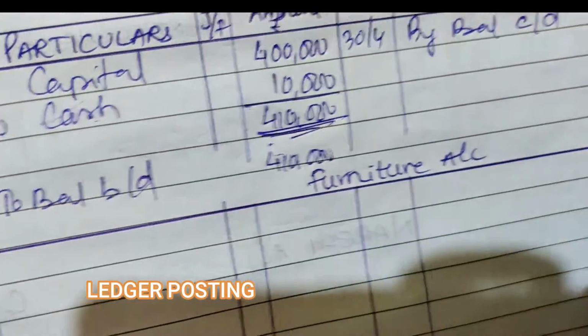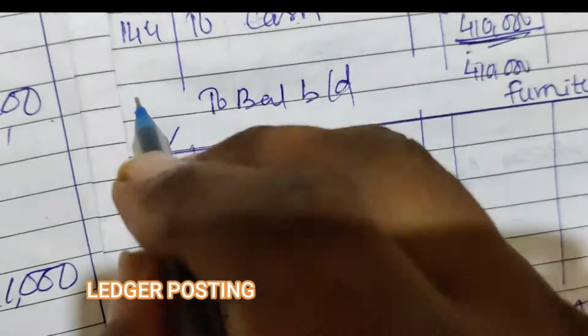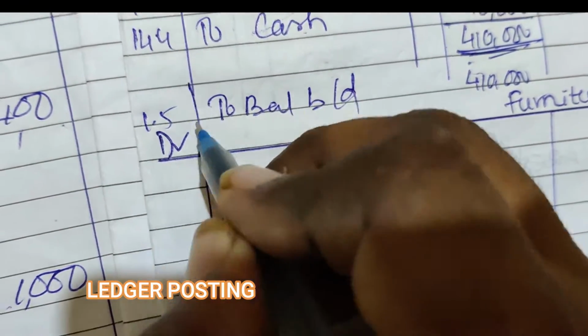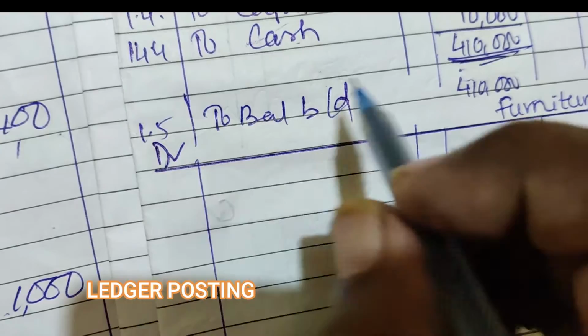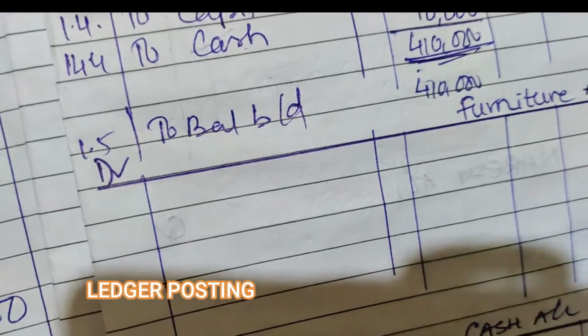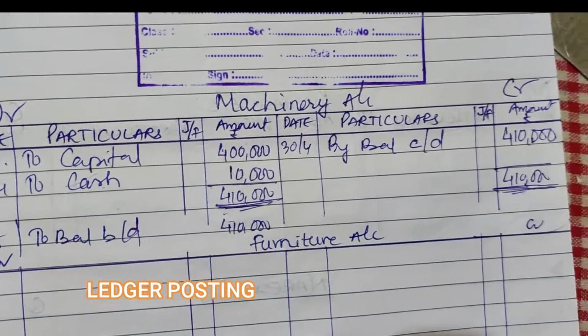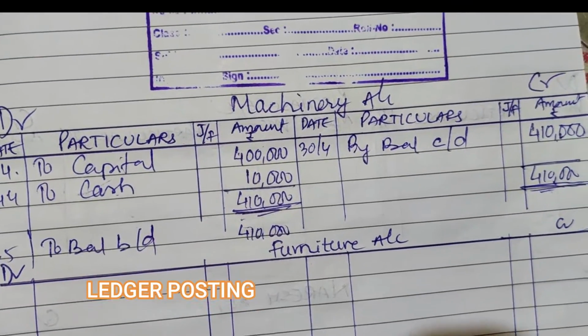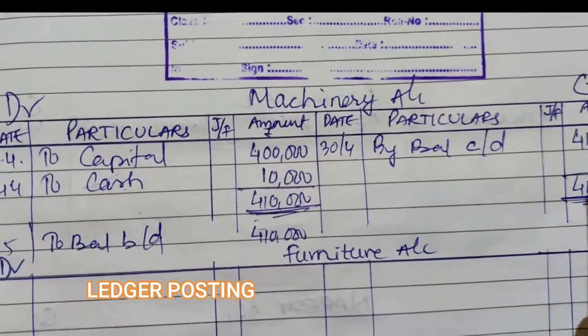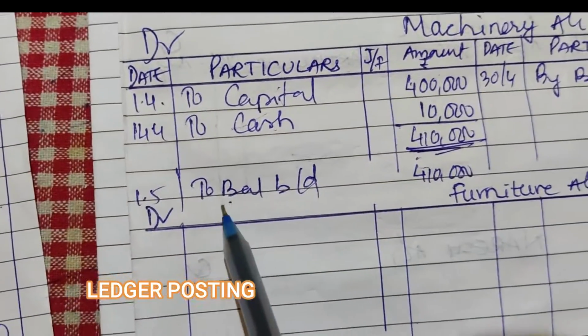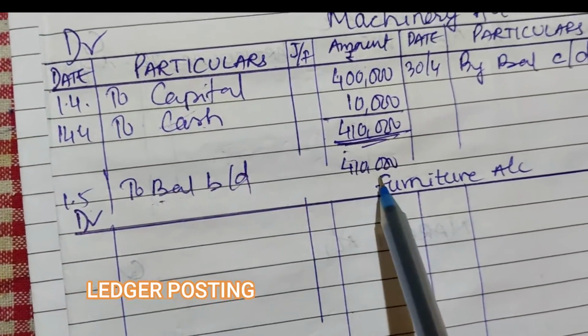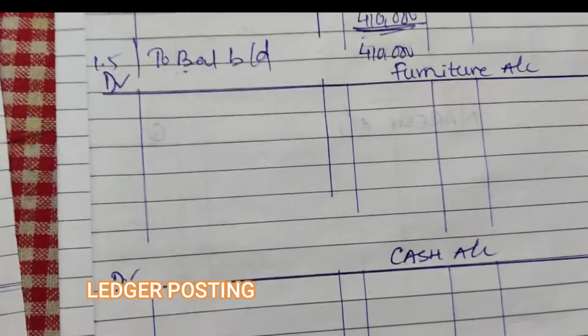So this account is closed here. Last month is closed, and now we are in the next month. On 1st May we start with balance brought down 4 lakh 10,000. This is how we prepare the machinery account. The closing balance of last month of machinery will be the opening balance for the next month, 1st May, 4 lakh 10,000. Now let's prepare the furniture account in the same way.